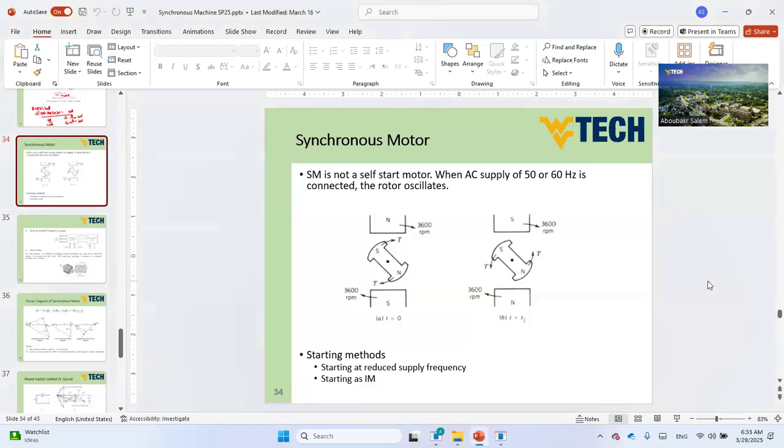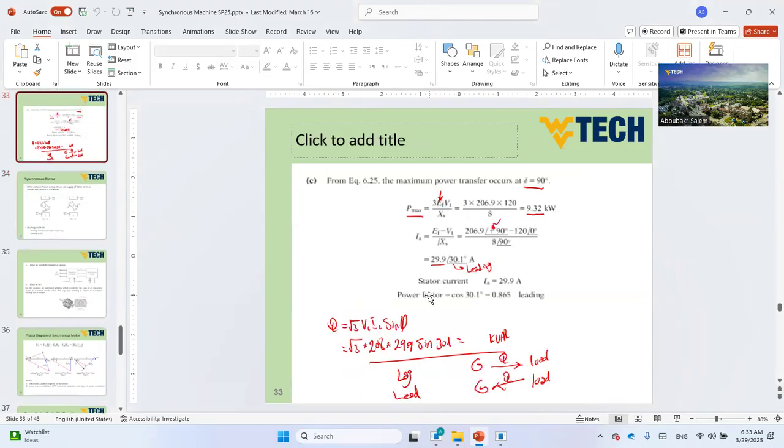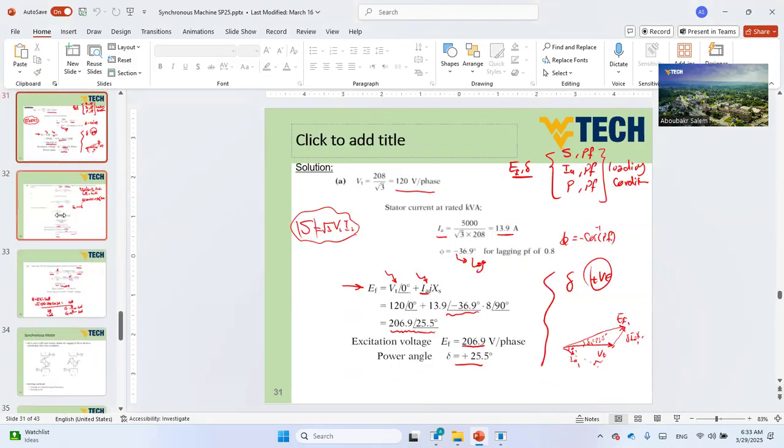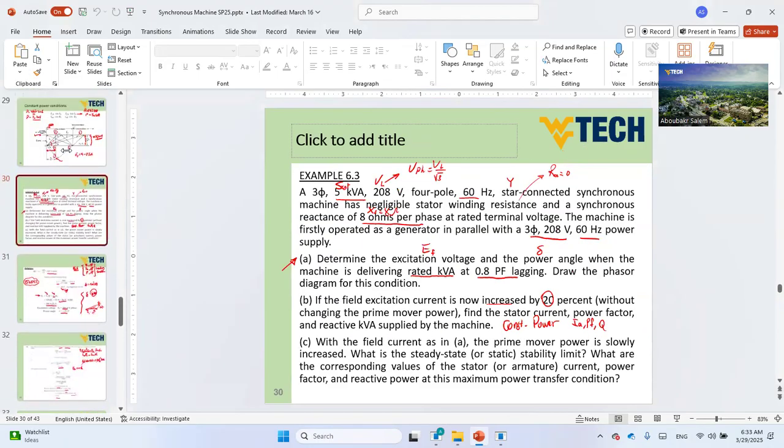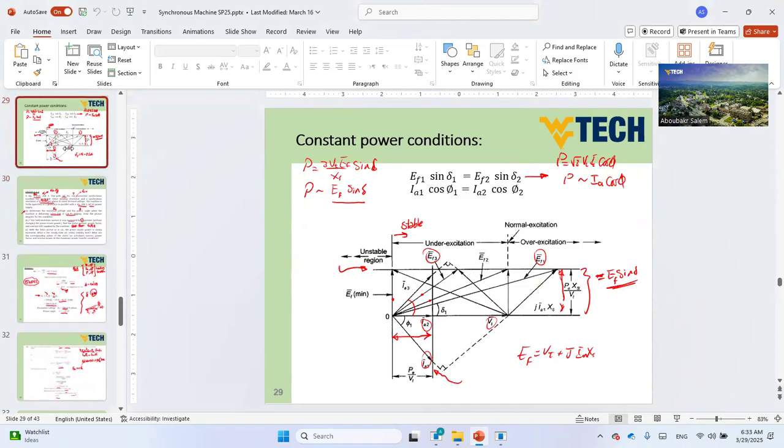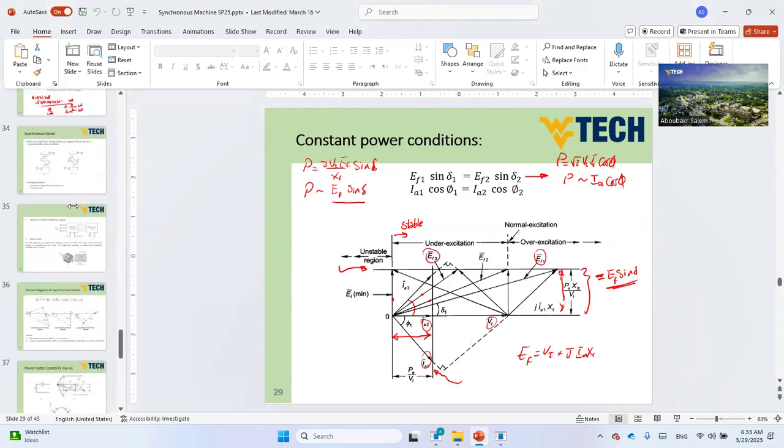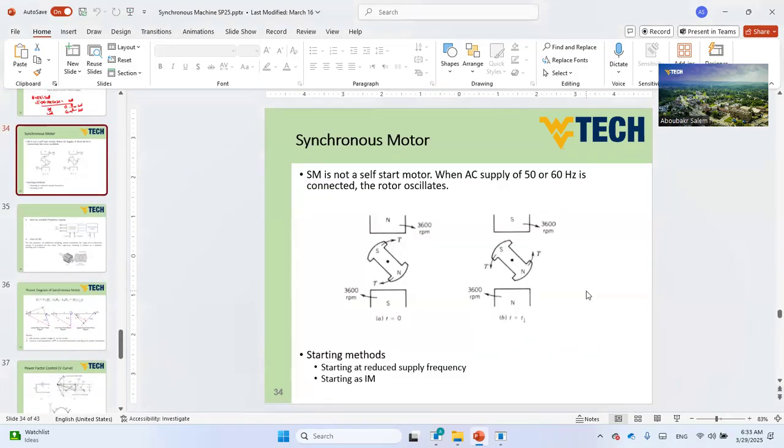Hello everyone. Today we will continue discussing our topics on synchronous machines. In the last session we finished and solved some examples on the synchronous generator, and we understood the constant power operation of the synchronous generator. Now we will discuss the synchronous machine in the motoring mode.